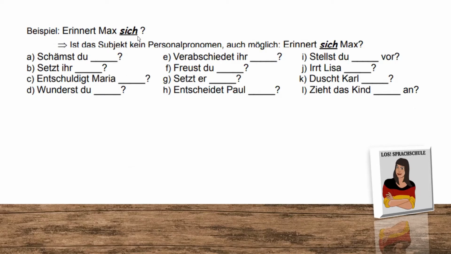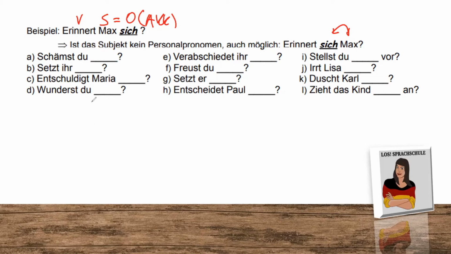Erinnert Max sich? This is a typical reflection where the subject is the object. As you can see, it's a question, therefore the verb is the first one. Then we have the subject and then we have the object. So nobody else is in the sentence, only Max. There we have the reflection in the subject. And therefore, it is, like I just said, accusative. Is Max remembering, or does he remember? If the subject is not a personal pronoun, we can also switch it around for emphasis reasons or such. Erinnert sich Max? Same meaning.